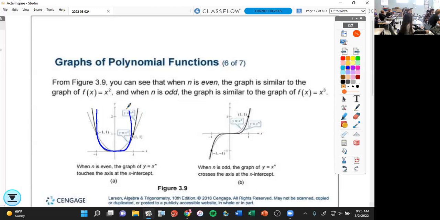Over to the right here, you see x to the 5th. Underneath x to the 5th, you see x cubed. The shape is the same, right? The shape is the same. Okay. So what do you notice as the difference between the two? One's even and one's odd. What do you notice? Let's teach ourselves this lesson.